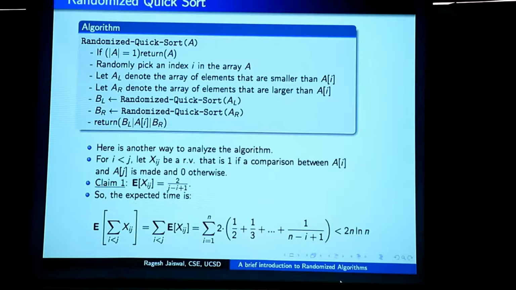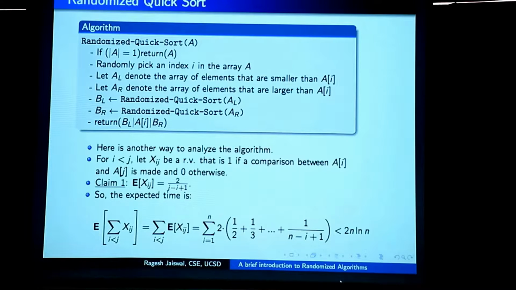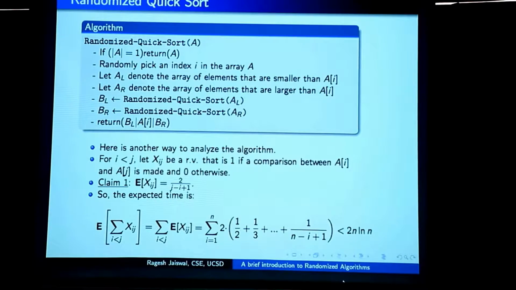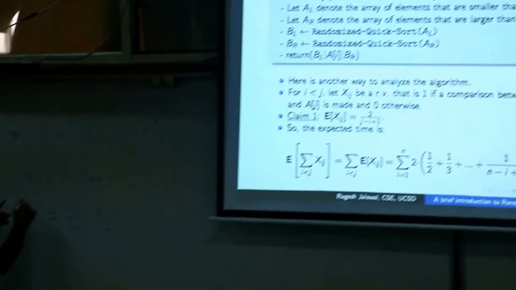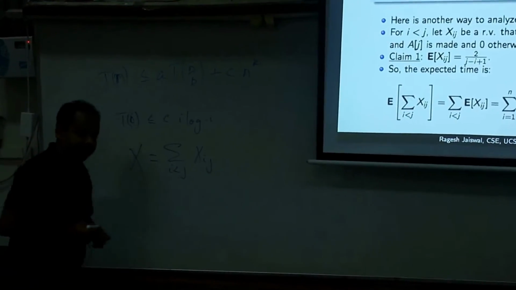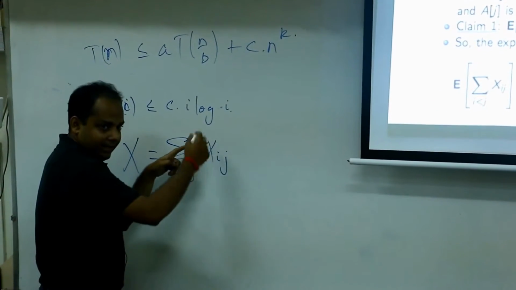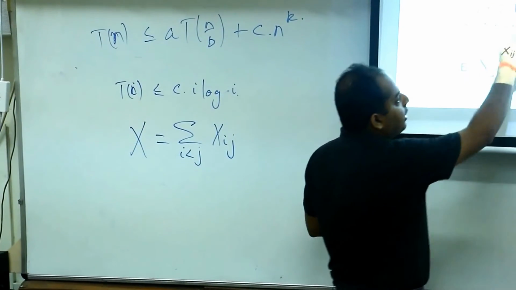So why are we interested in this? Forget about this claim for a moment. Why are we interested in this random variable? We are interested in the expected running time, or the expected number of comparisons. What is the expected number of comparisons in terms of these random variables xij? It is the summation of xij. So x is the summation over i less than j of xij, and we are interested in the expectation of this quantity. If we are able to find the expected value of xij for any i, j, then we get the expectation. That's exactly why we are interested in this.